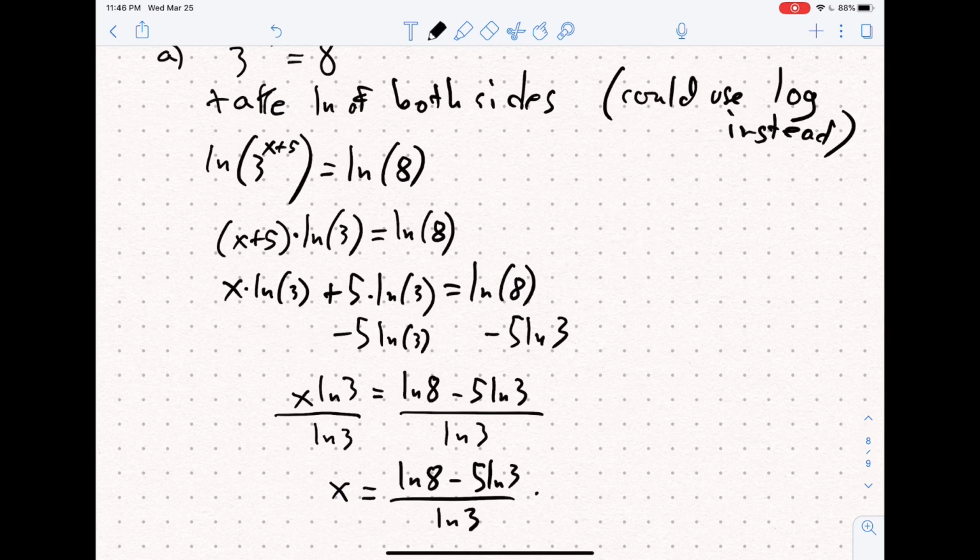And we can get a decimal answer for this. X is really equal to a number. We can get that by plugging it into a calculator. So let's see.